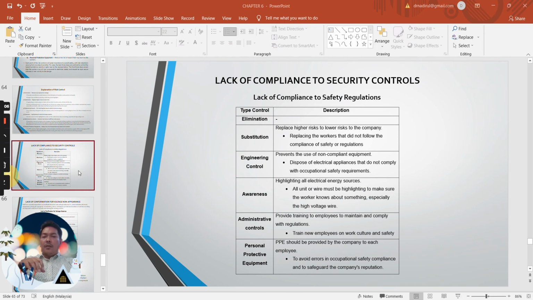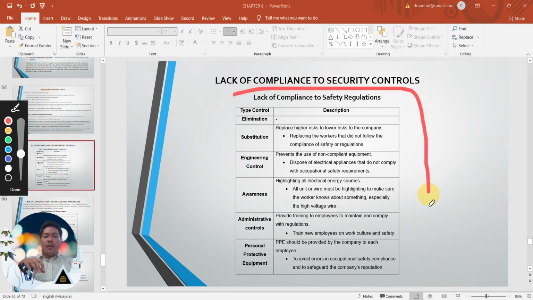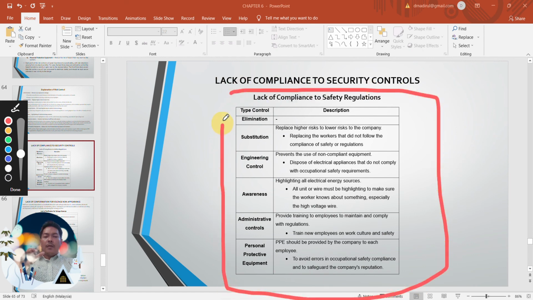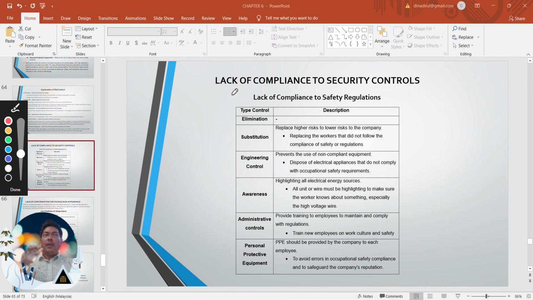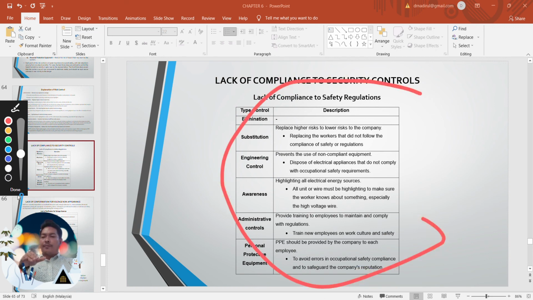Okay. So this table shows you the lack of compliance with safety regulations. In the table, you identify the type of risk control, describe the type of risk control, how the risk control is being implemented, and how the risk control contributes to the risk control.